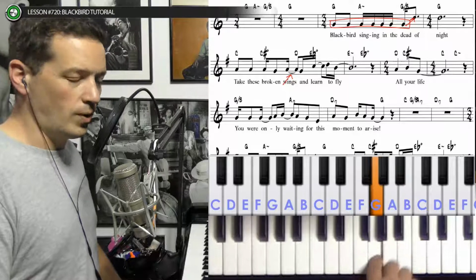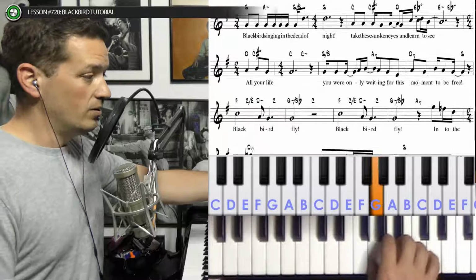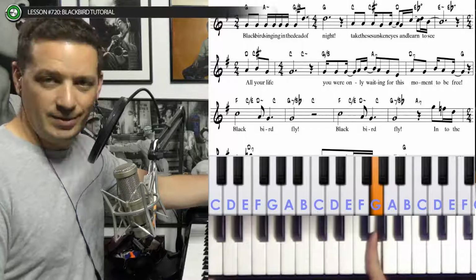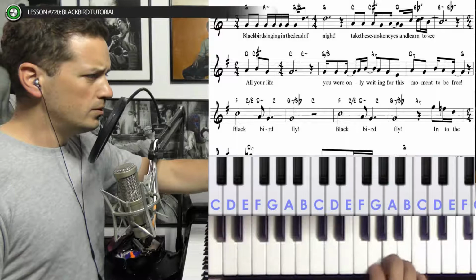Okay, so good news is that whole section is that whole section. So it's the exact same thing. Blackbird singing in the dead of night, take these sunken eyes and learn to see. All your life, you were only waiting for this moment to be free. Different words, same exact notes, same exact order, same exact rhythm, same exact everything. So if you weren't singing along with it, it would just be literally the exact same thing. Now, all your life, you were only waiting for, okay, moment to be free.